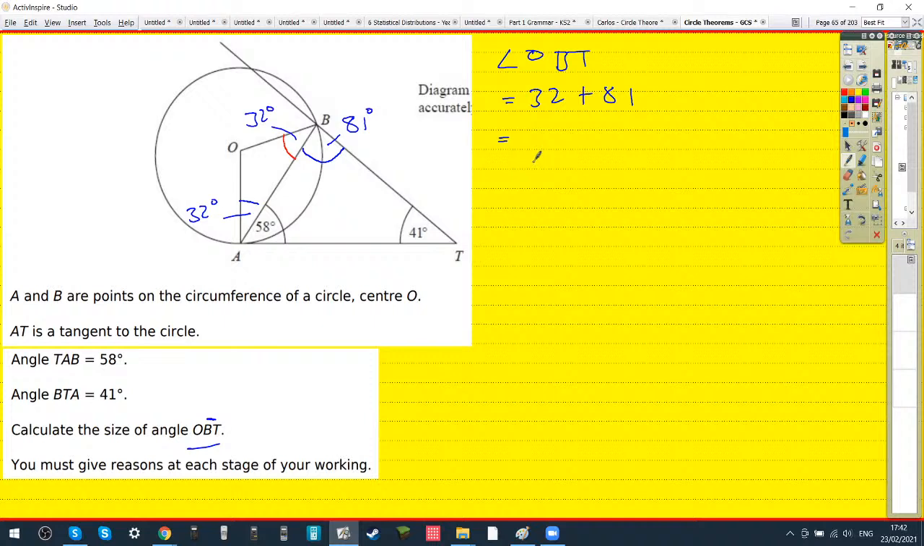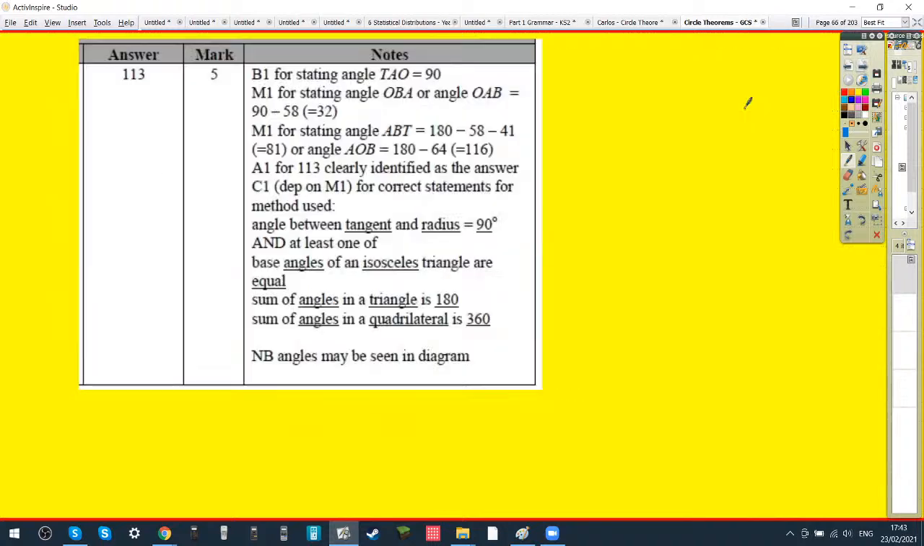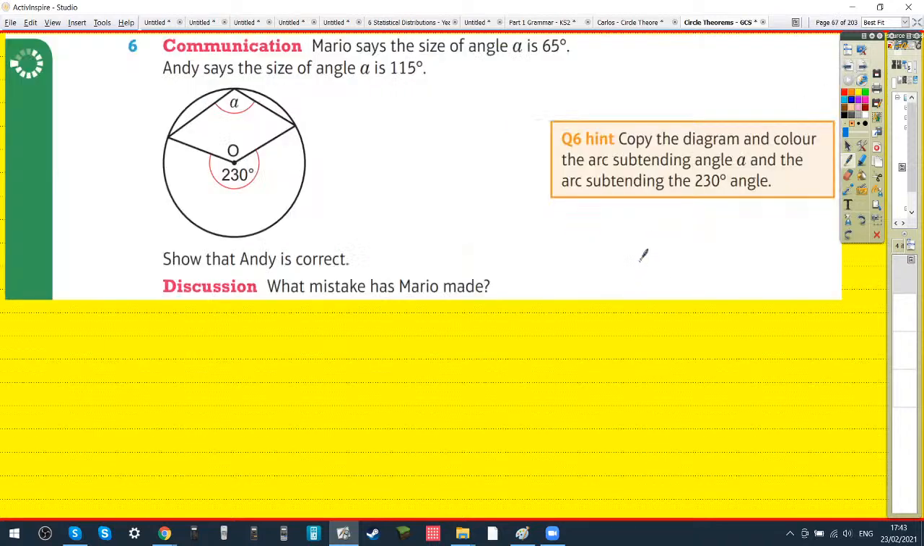So that is 113. That's 113 degrees. Great. 113. Grand. Good stuff. Right. Let's try this one.